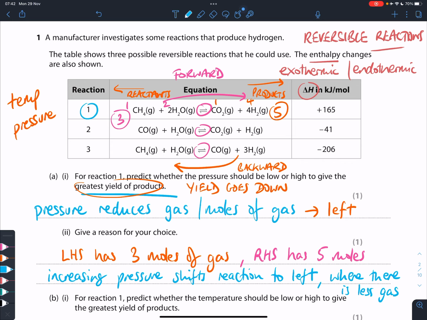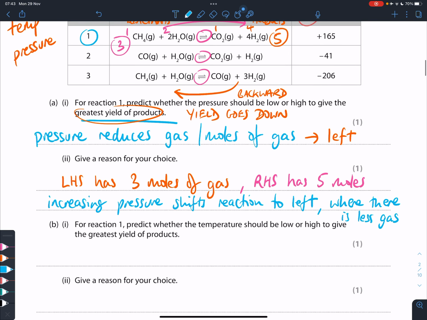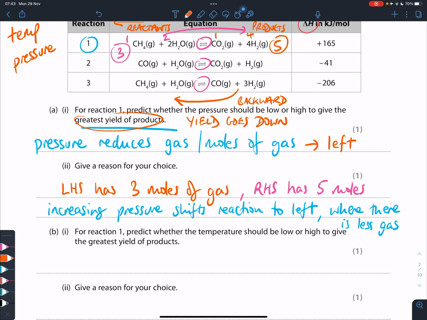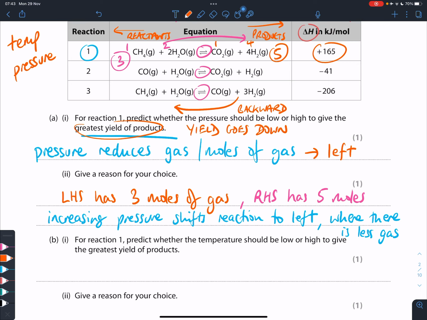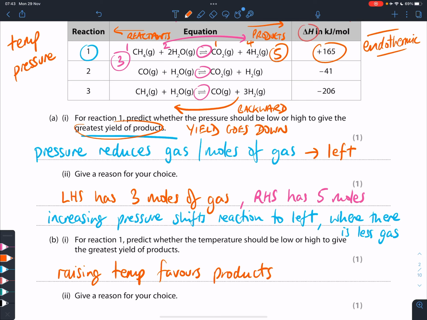Okay, now for reaction 1, predict whether the temperature should be low or high to give the greatest yield of products. So this is going to be whether energy is given out or taken in. So it's an interesting one. Let's have a look at the delta H. It's positive, which means it's endothermic, which means it needs energy. Overall, it takes energy in from the surroundings. So raising temperature favors the products, because this reaction needs energy.